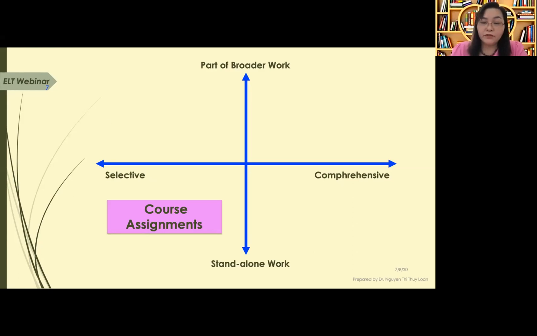But if you do the literature review for your thesis, you are writing a chapter for your thesis. So that's part of the bigger work, or we say the broader work. And because your research topic may include a lot of subtopics, you need to review the related aspects of your research topic. So that's why the literature review chapters in your thesis should be comprehensive.